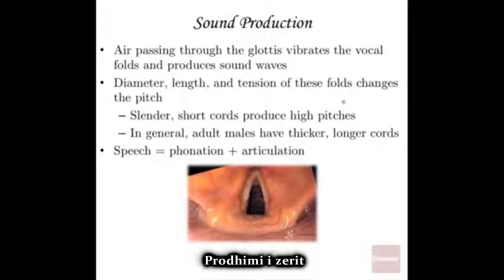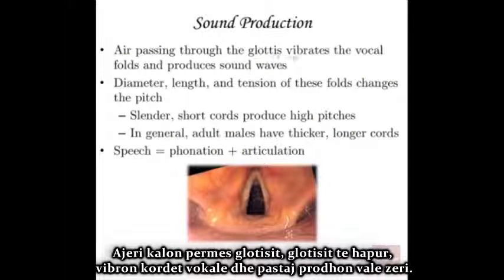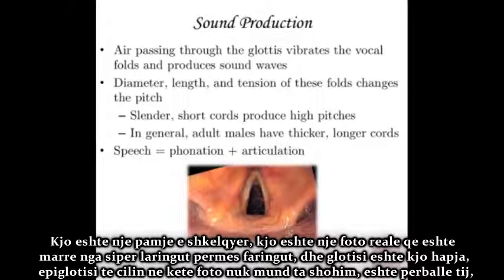So, sound production. Air passing through the glottis, the open glottis, vibrates the vocal folds and produces sound waves. This is a great view. This is an actual camera shot looking down into the top of someone's larynx and through the pharynx. And the glottis is this opening.